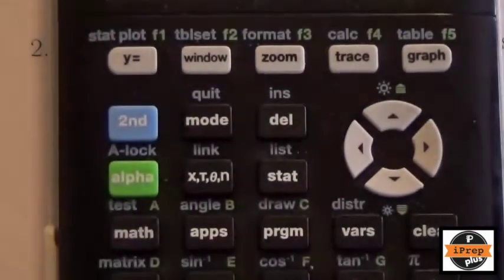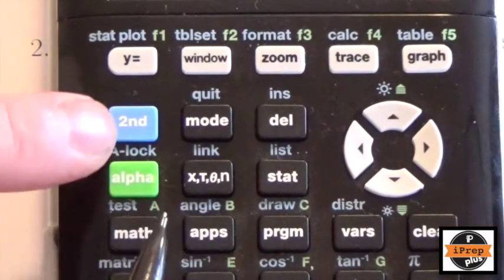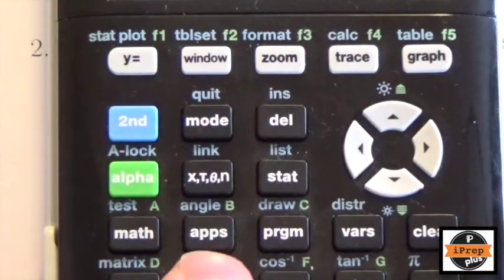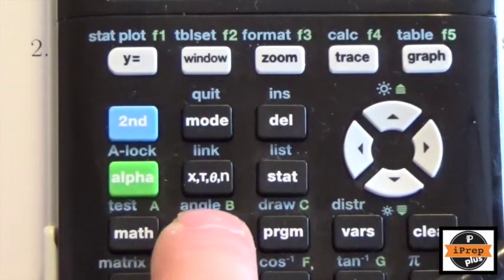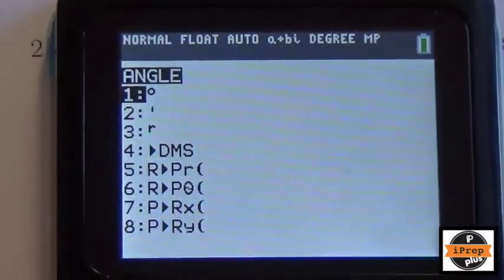Now, I'm going to take you to a menu here that very seldom gets used, and that's this one right here. So I'm going to press Second Apps to access the angle menu. Probably not a menu you get to that often. And this is the screen that opens up here.